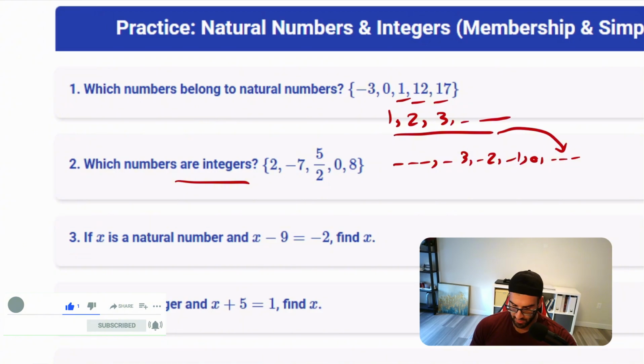So again, what do we have as integers? -7 is there, -2 is there, this one is 5/2, which is 2.5, a decimal number, or rational number, so we're not going to consider that. 0 is there and 8 is there, so all of them except 5/2.